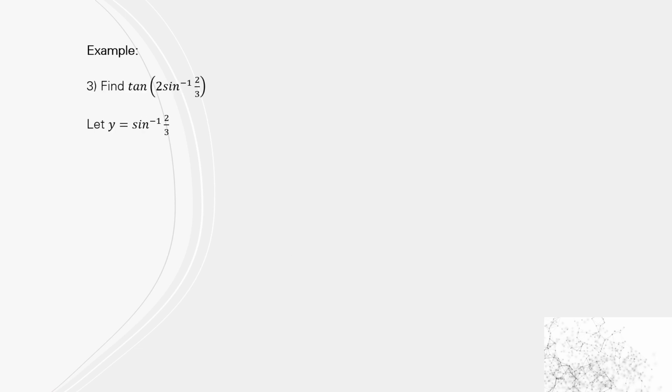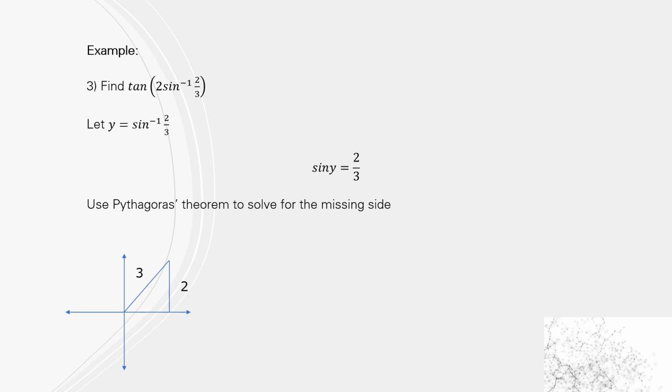And finally, tan of 2 sine minus 1 of 2/3. So in a previous video, we looked at inverse trig functions, and we let y equal sine minus 1 of 2/3. So if we move the sine across, sine y is equal to 2/3. So putting it into our triangle and using Pythagoras to find the other side, the other side turns out to be the square root of 5.